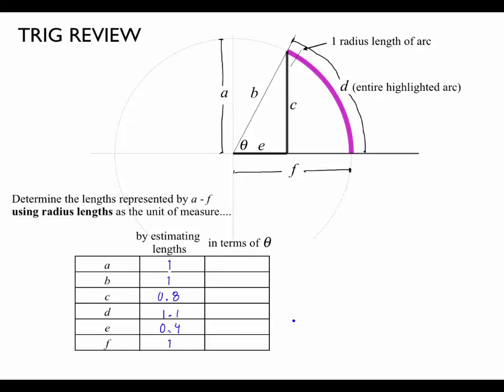So if you said something like these values, so A, B, and F, you can say exactly are 1. Those are radii. That is a radius. So those are 1. Okay, in terms of theta. But we're still measuring in radius lengths. So for A, B, and F, we don't need theta. It's still 1. Still 1 radius length.